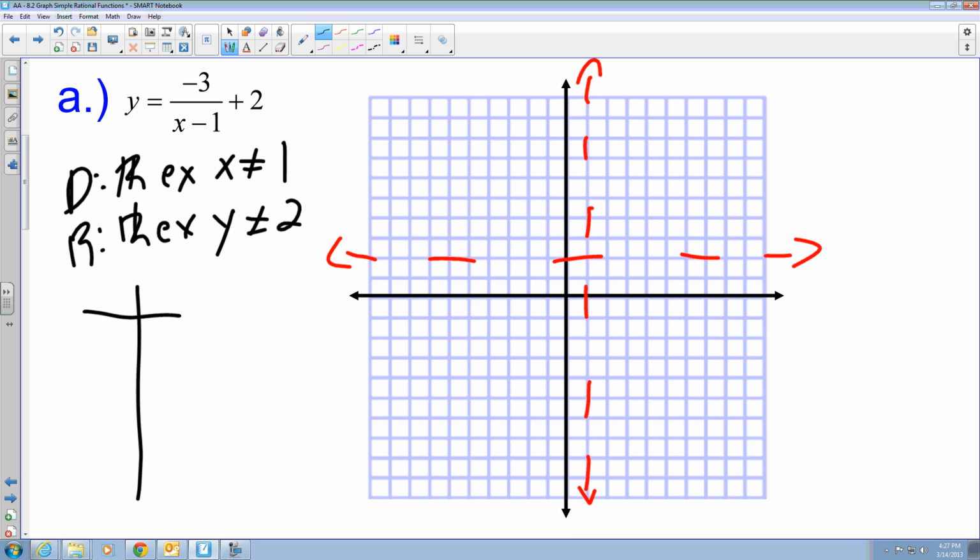Now I can make my x and y chart, and I get to take values both to the left and to the right of my asymptotes. Here it's at 1, so I can take values like -3, -4, -5 on the left side, and on the right side I can put in about 2, 3, and 4.